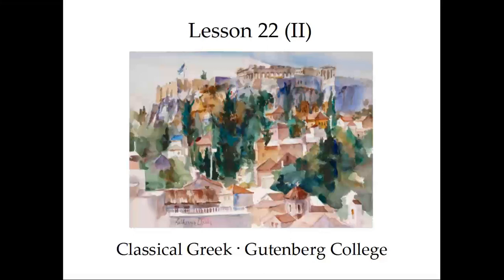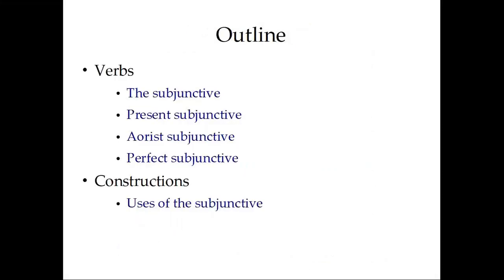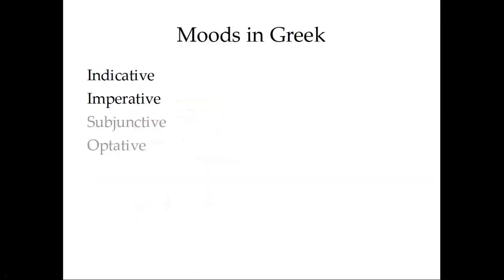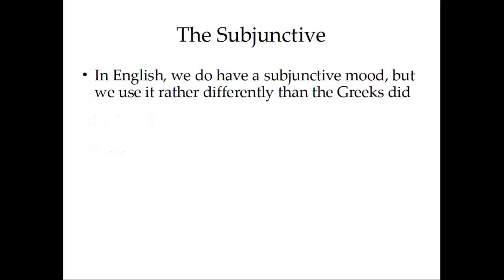Lesson 22, Section 2. In this presentation, we will be introduced to the subjunctive mood and look at the different aspects of the subjunctive, the present, aorist, and perfect, and then at some uses of the subjunctive. These are the moods in Greek for verbs. Already we've learned the indicative and the imperative.